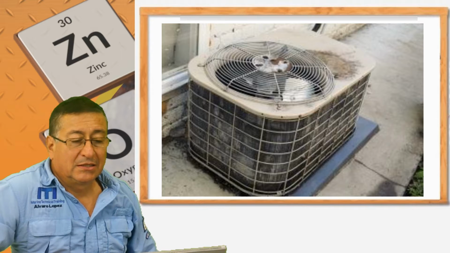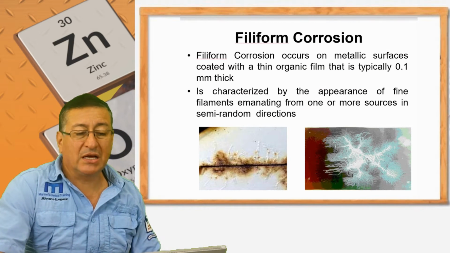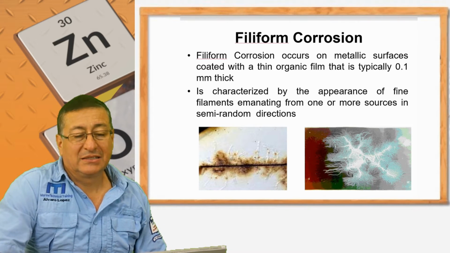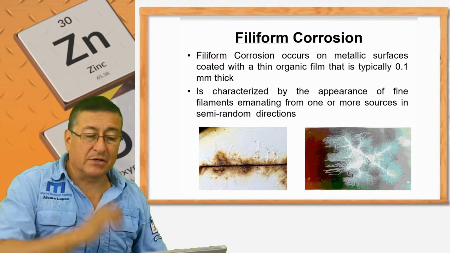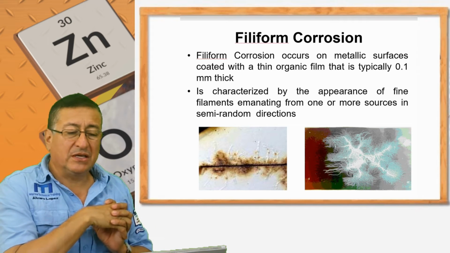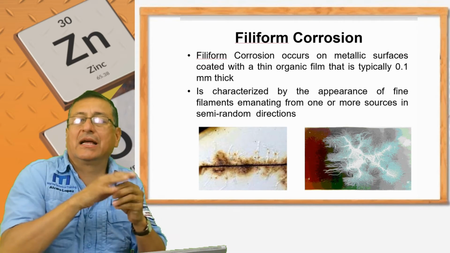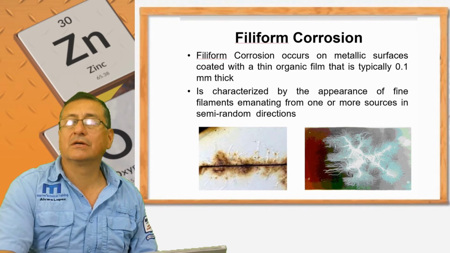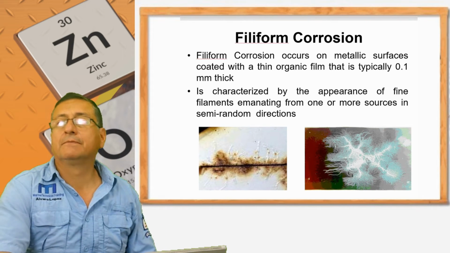That corrosion occurs on a metallic surface coated with an organic film. The thickness is 0.1 millimeters. Normally, the appearance is fine filaments emanating from one center source, like a spider. It's basically because the paint, the coating, is not appropriate for that metal.